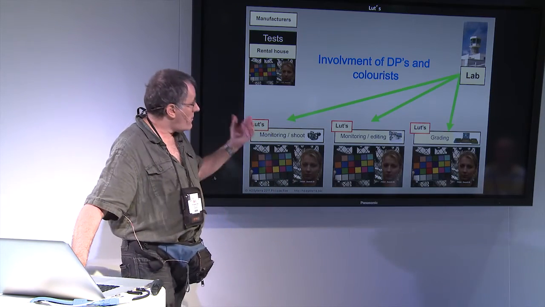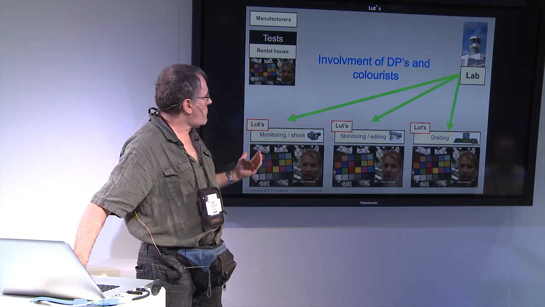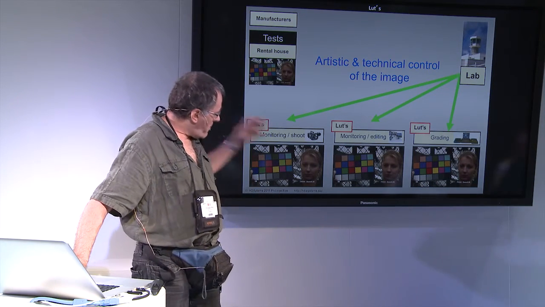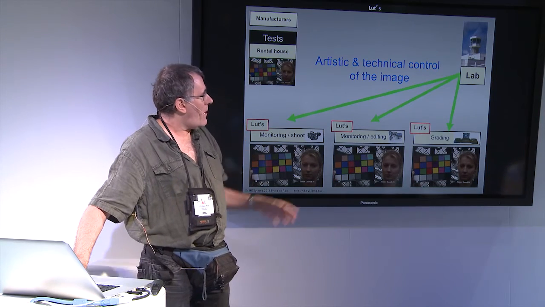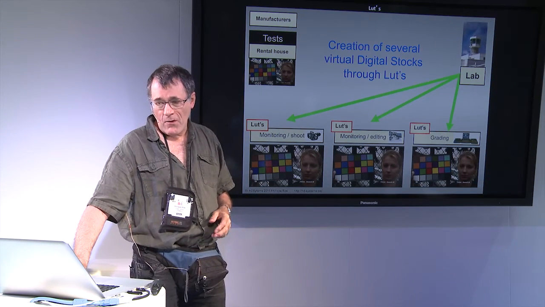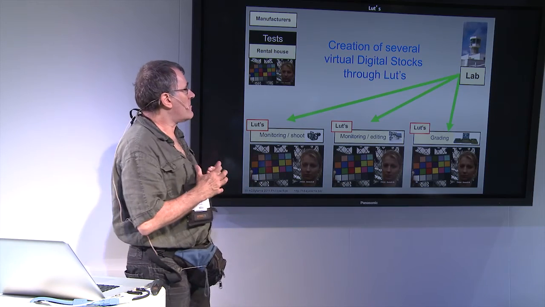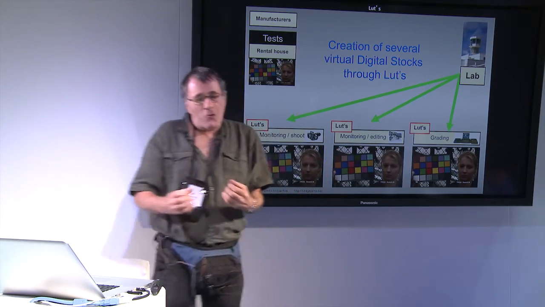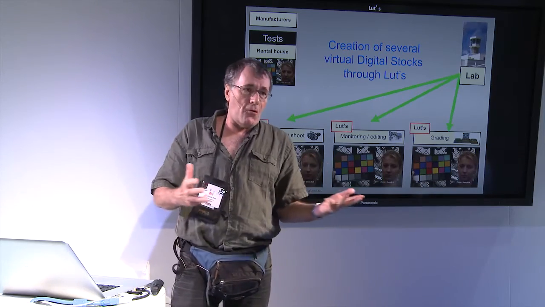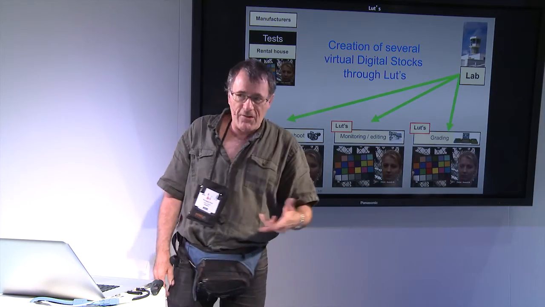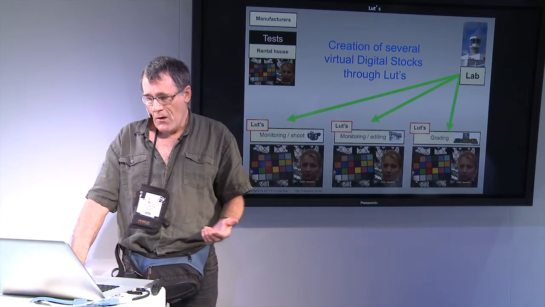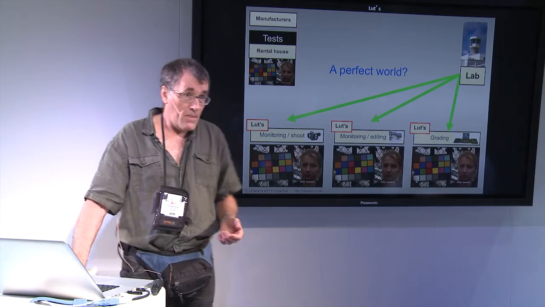So, of course, we need an involvement of DPs and colorists to do this, because of the power that we can reach with artistic control and technical control. So these virtual digital stocks are really providing a good way of contouring the image. Personally, I use only 3 or 4: one for exteriors, one for indoors, one for night, and that's all. It's very simple.